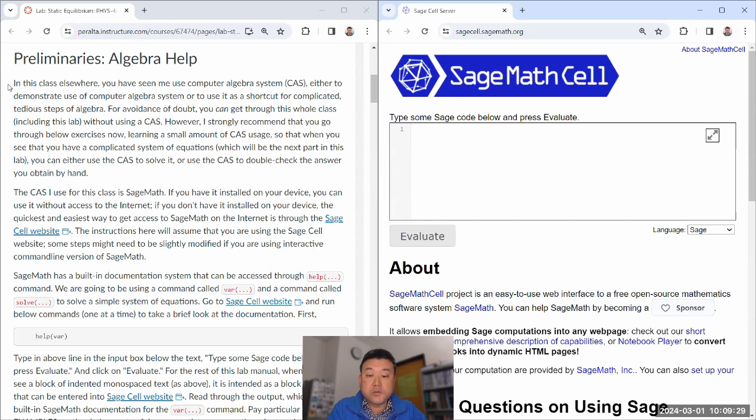If you have it installed on your device, you can use it without access to the internet. If you don't have it installed on your device, the quickest and easiest way to get access to SageMath on the internet is through the SageCell website, which I have loaded on the right-hand side here. The instructions here will assume that you are using the SageCell website. Some steps might need to be slightly modified if you are using the interactive command line version of SageMath.